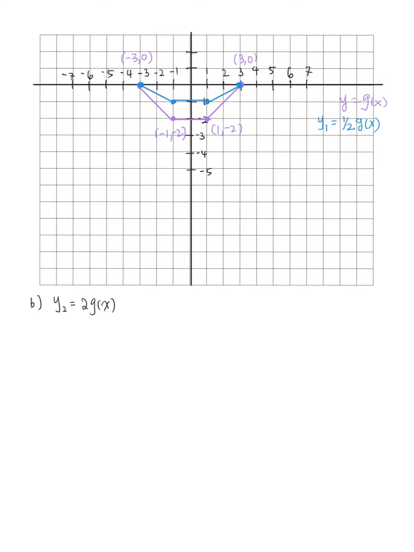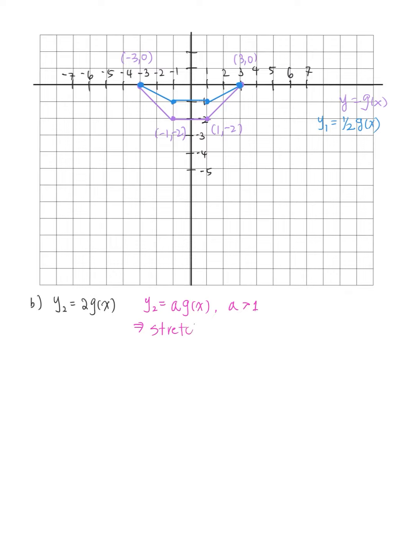So here, our g of x is still that same purple curve. We're given a situation where y2 is of the form a times g of x. In this case, our a is going to be 2, which is strictly greater than 1. Do you remember what's going to happen then? Yes. We need to stretch the given graph vertically by a factor of a, which is 2. So I'm going to write that out.